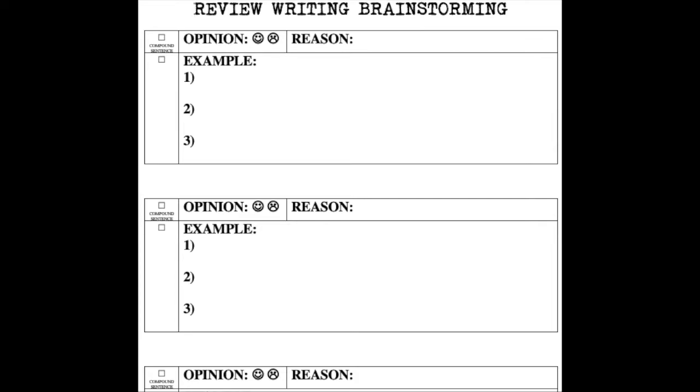The brainstorming portion of our review writing organizer has a section for students to circle either a like or dislike, followed by a simply stated reason. They're to find as many supporting examples as possible. This section can be drawn out using pictures and/or words to represent their ideas.